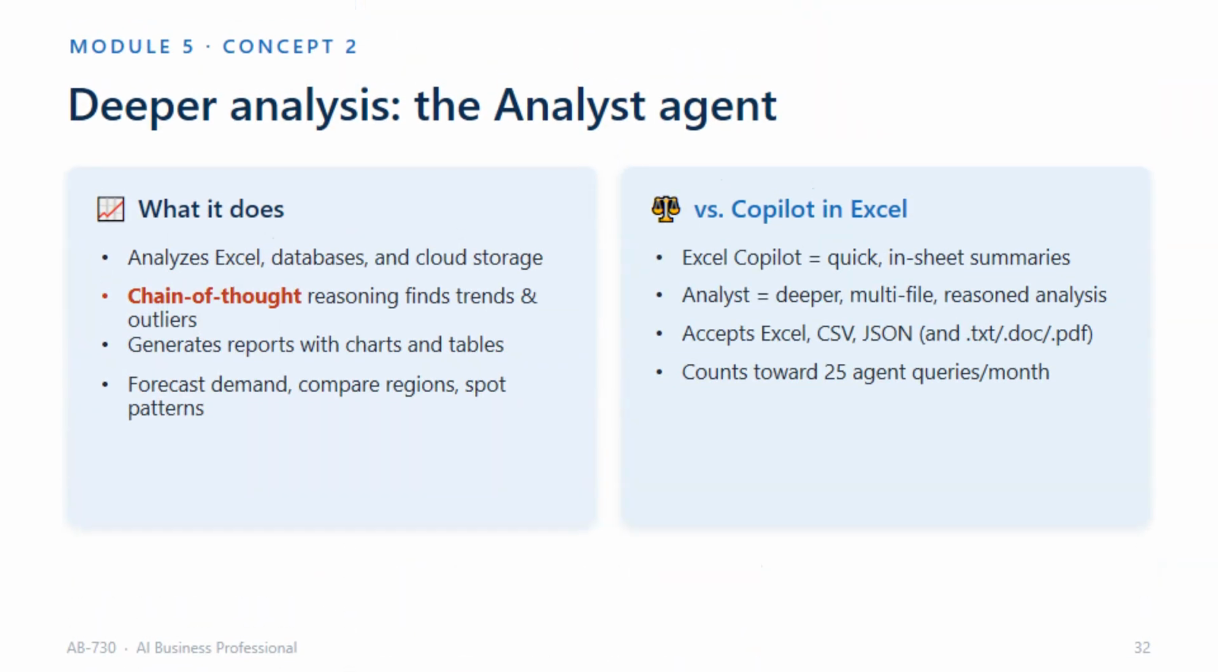The analyst agent analyzes Excel, databases, and cloud storage using chain-of-thought reasoning to uncover trends and outliers. It generates reports with charts and tables and can handle multiple files in formats such as Excel, CSV, JSON, text, doc, and PDF. Analyst agent queries count toward your 25 monthly agent limit.